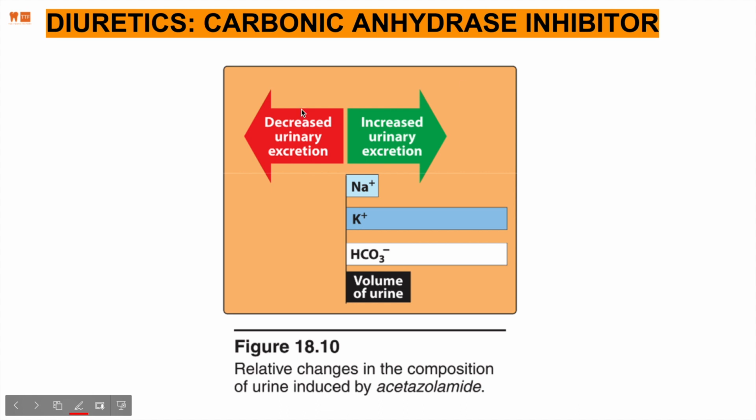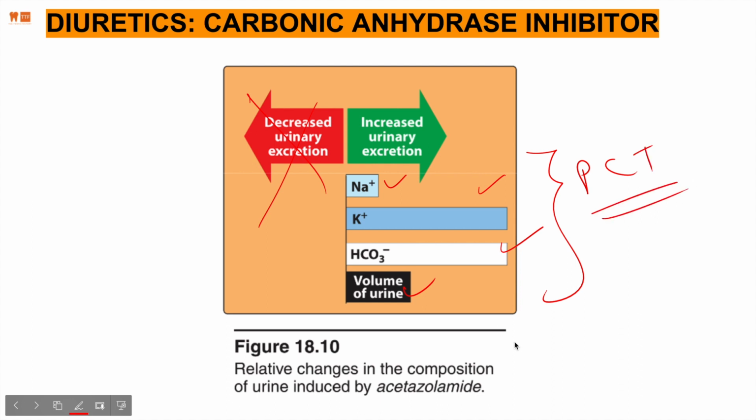Carbonic anhydrase inhibitor decreases urinary excretion of nothing. It increases urinary excretion of sodium, potassium, bicarbonate, and urine. Why is that? It is because it acts on the proximal convoluted tubule, the first thing to act on. Acetazolamide.